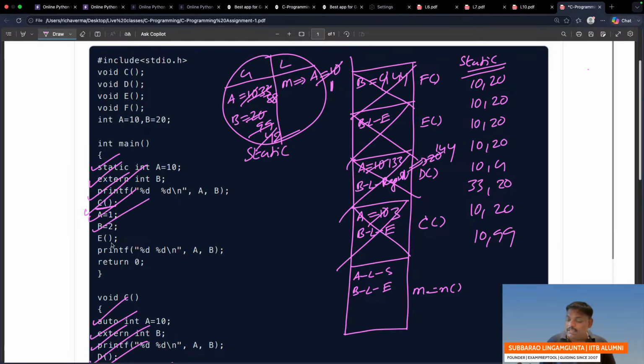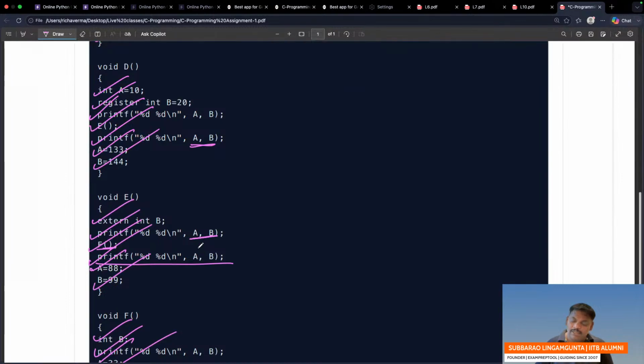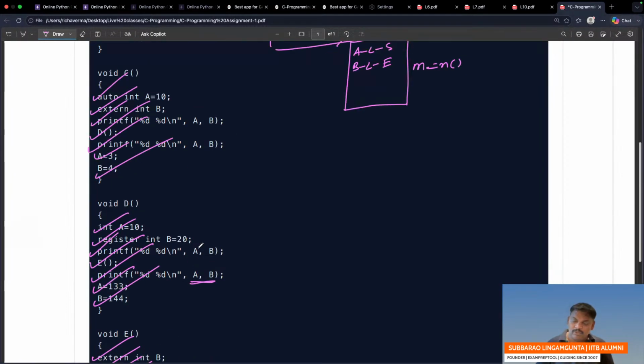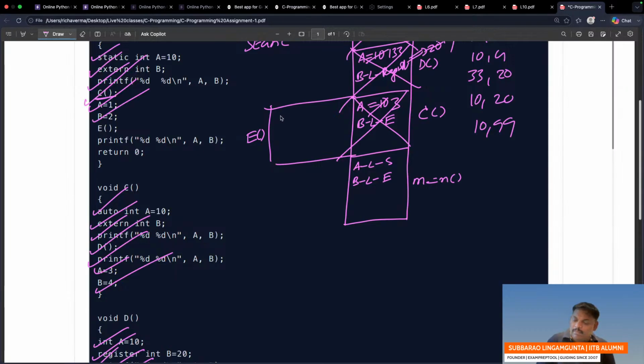Now E is called again. Let me take it here: E called. In the E function, go to E now. In the E function, extern int B, okay? B is a local taking the memory of global.